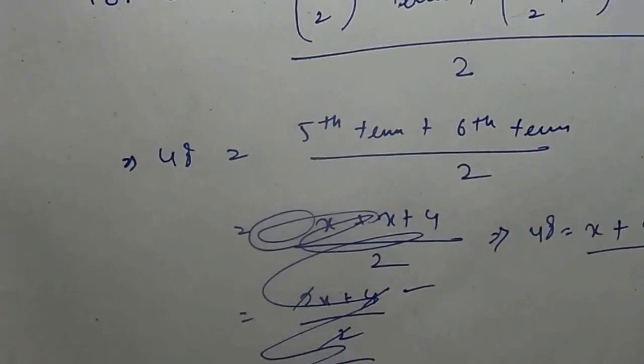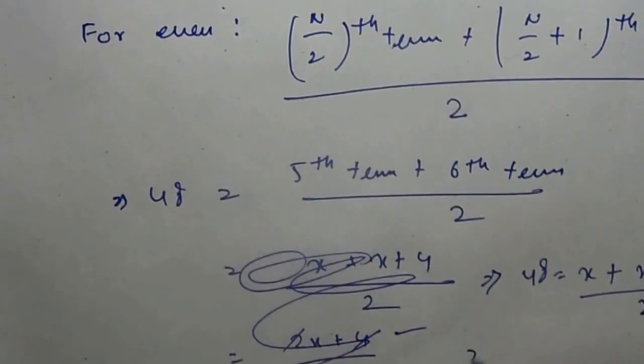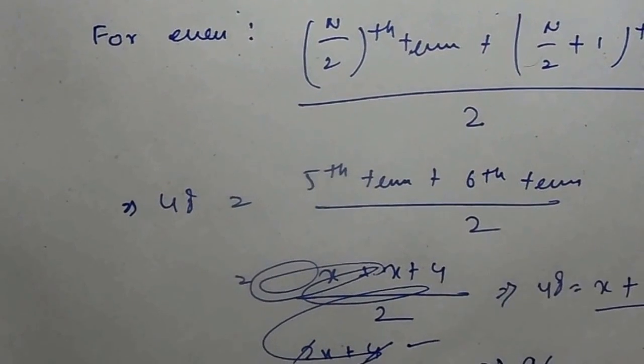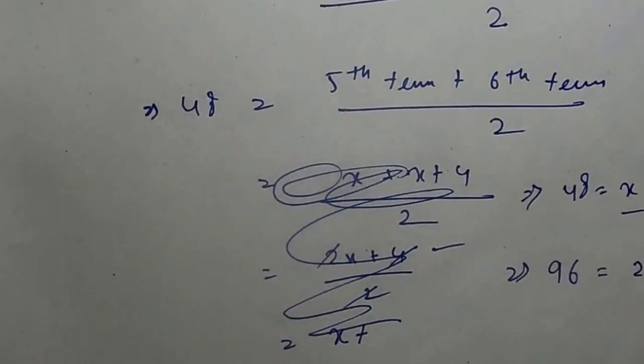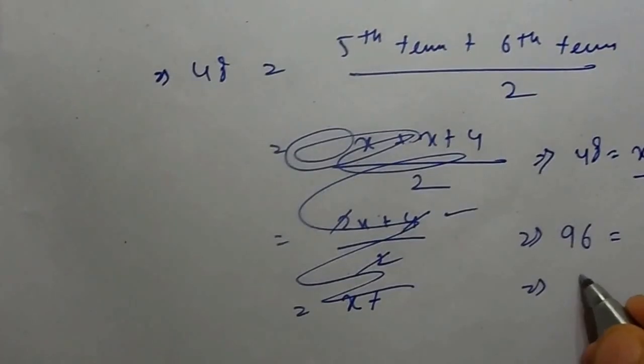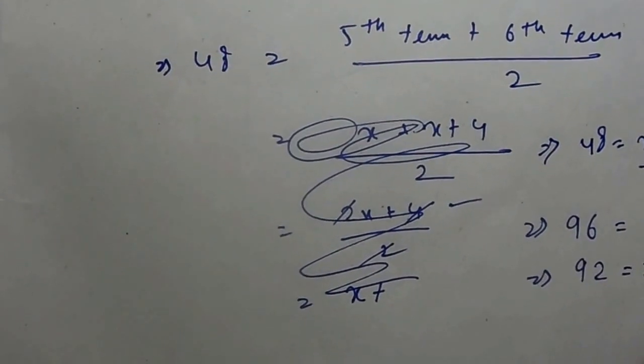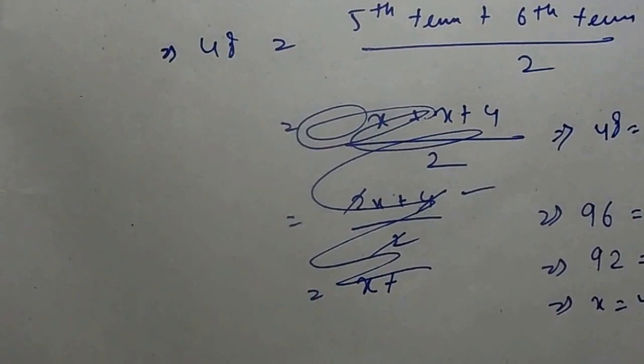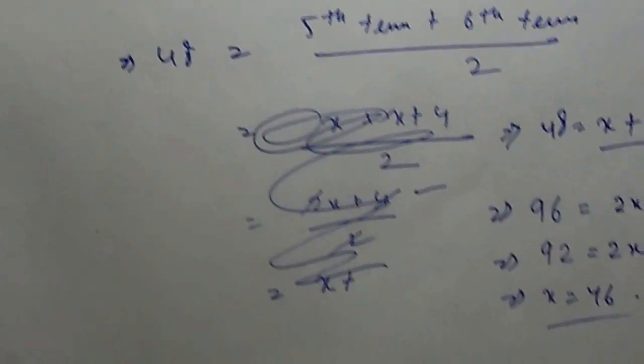Now 48 was the median, so we will write the median over here. 48 times 2 is 96, equals 2x plus 4. Therefore 4 will go over here, 92 equals 2x. Therefore x will equal how much? 45 plus 1, 46. Okay, so x is equal to 46.